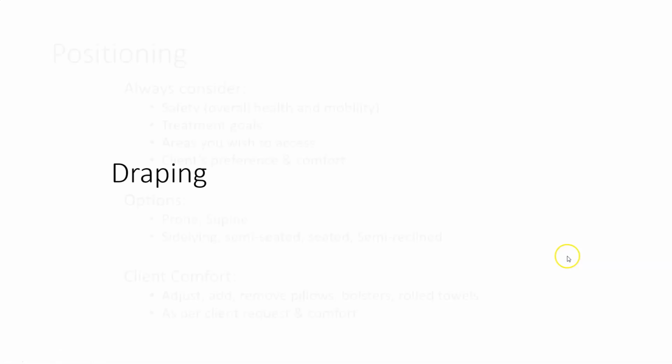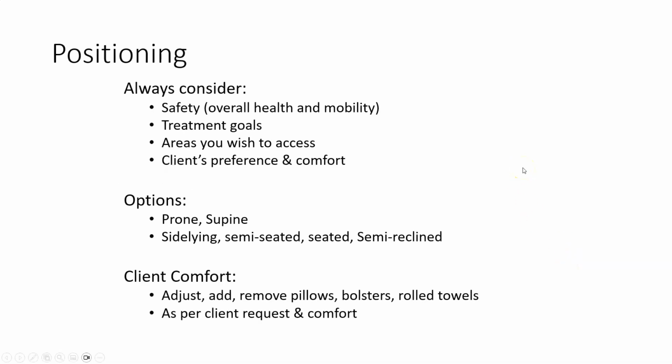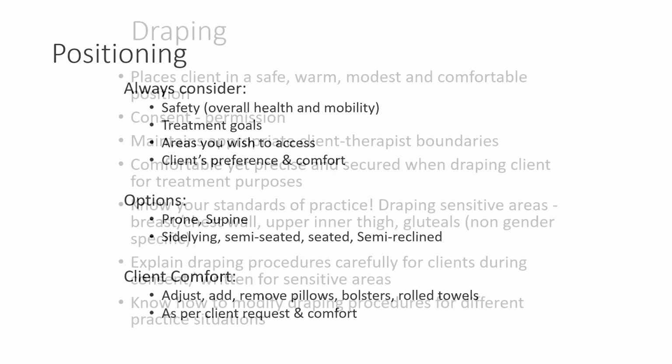Draping, we'll see some videos this week, but when we look at positioning, we always need to consider safety. What are your treatment goals? Areas you wish to access, and the client's preference and comfort. So we always consider that. Options, of course, are prone or supine, side lying, semi-seated, seated, and semi-reclined. We'll be going over those next week. Client comfort, of course, is utmost, so that could mean that you have to either add or remove pillows, bolsters, or towels, and you're always working within the client's requests and comfort levels.